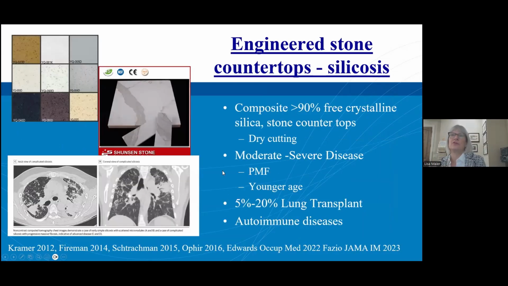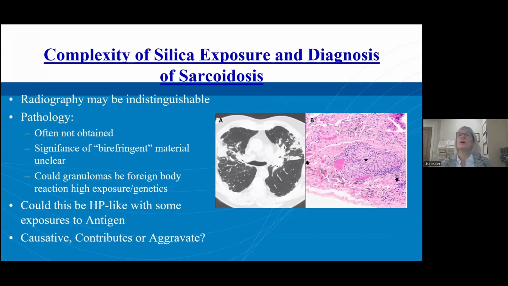And I just want to talk quickly about engineered stone workers, because they have the opportunity for a lot of exposure, more than 90% free crystalline silica, and very high rates of silicosis. And yet these look very much like sarcoidosis CTs, and that's the problem. Sarcoidosis and silicosis can look very, very similar. This was a large group in the publication that Jeremy put out last year. They can result in autoimmune diseases too. So I think there's a complexity about trying to understand silica exposure in sarcoidosis. The radiography can be indistinguishable, and oftentimes people don't get biopsies if someone's had silica exposure. Pathology is often not obtained.